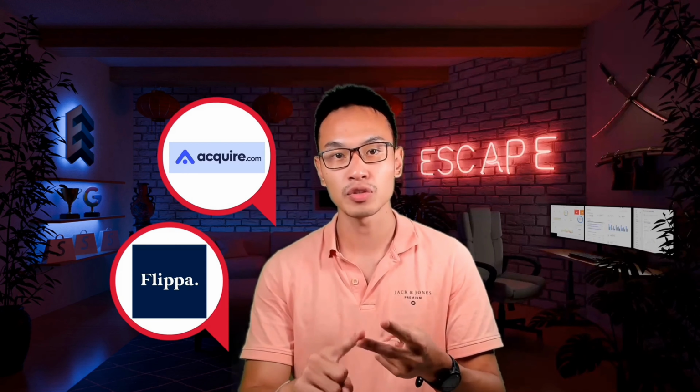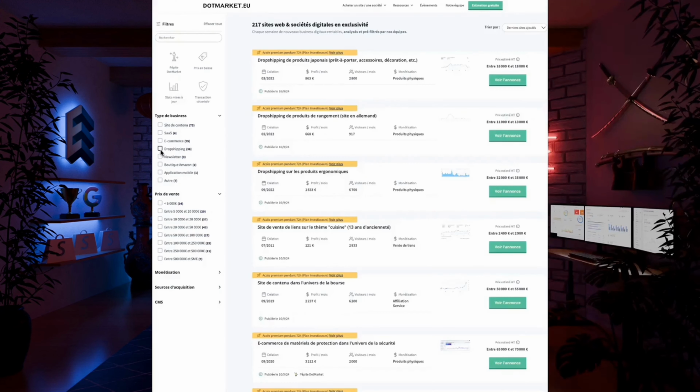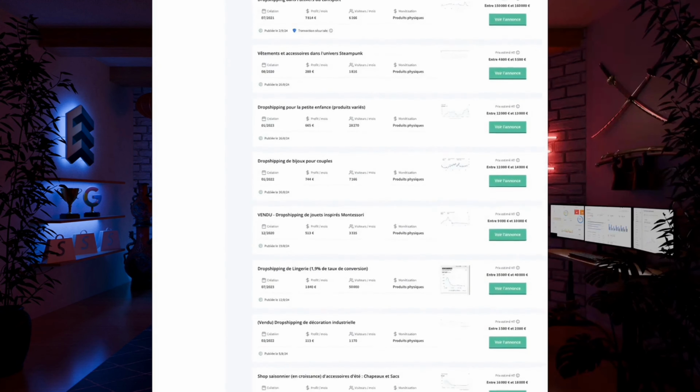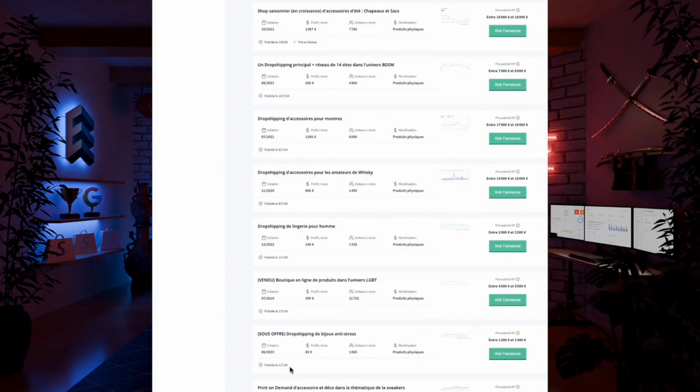How does it work? To acquire sites, you can use online platforms like Flippa, Acquire, or the most well-known in France, Dotmarket, which I used. On Dotmarket, there are a lot of sites available. Even today, I encourage you to take a look, and you will simply need to purchase an annual subscription if you find a site that interests you and you want to contact the seller. So that's what I did at the end of 2023, and the advantage is that on this platform, there are a lot of sites listed in the field of dropshipping, and more specifically, in SEO.